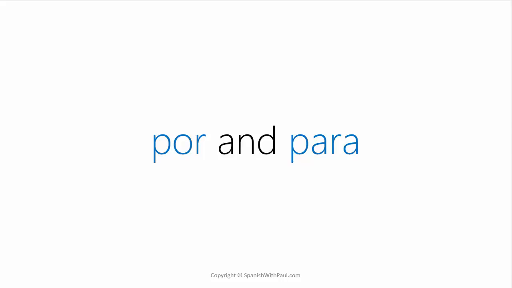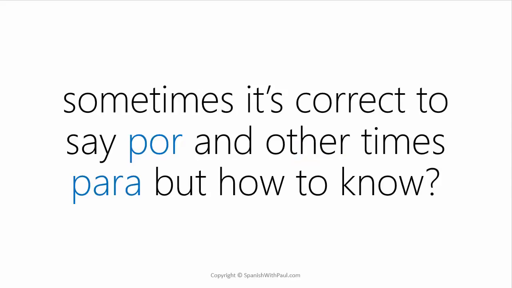So in English, we just have that one word for. And whatever the sentence or the situation or the meaning, we use for. But in Spanish, they have two words, por and para. Now, sometimes it's correct to say por in a sentence, and other times it's correct to say para. So the trick is how to know which one to use.